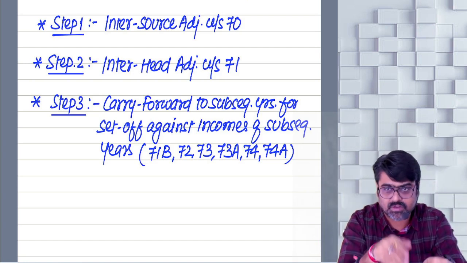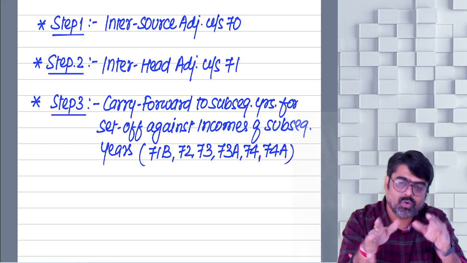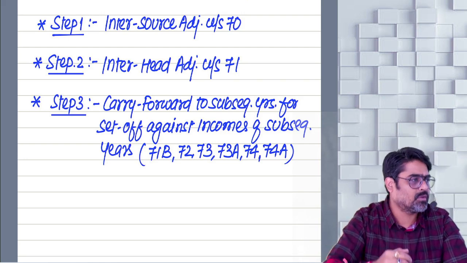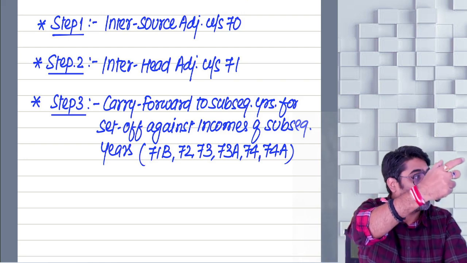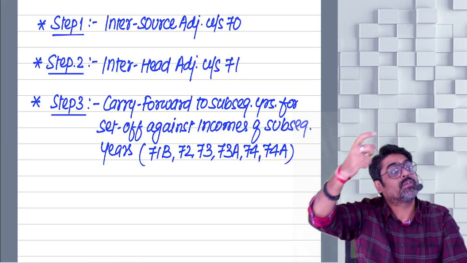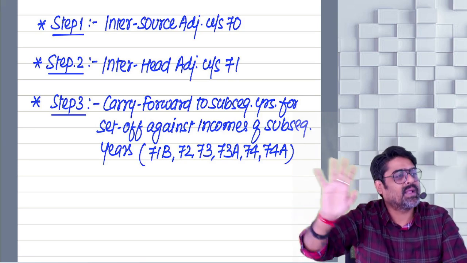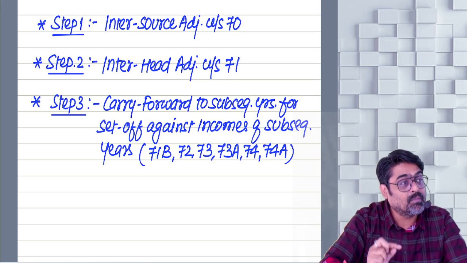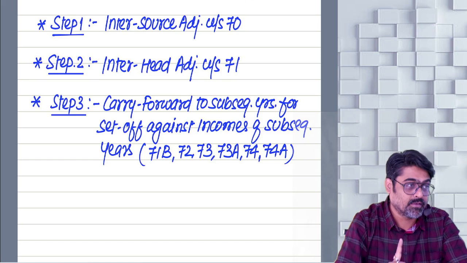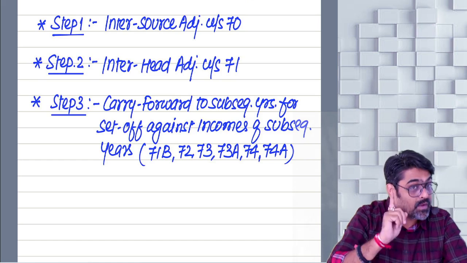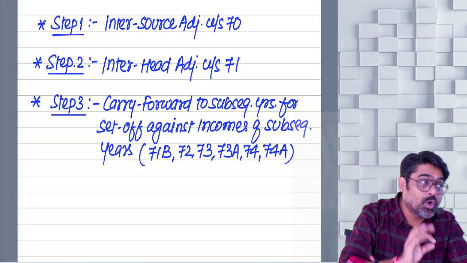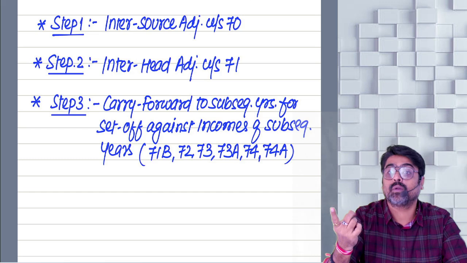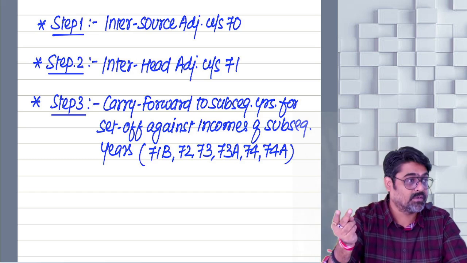Understand? So the loss of a head will then be set off against positive income of another head. See, this year the loss cannot be adjusted within the head. Then no problem. You can adjust the loss against income of other heads also. Now the loss will become the loss of this head, and it will be set off against income of other heads. Section 71. But 71 will come only after 70. If the loss cannot be adjusted within the head, only then you will come to step number 2. Yes or no? Only then the loss will be adjusted against the other heads.